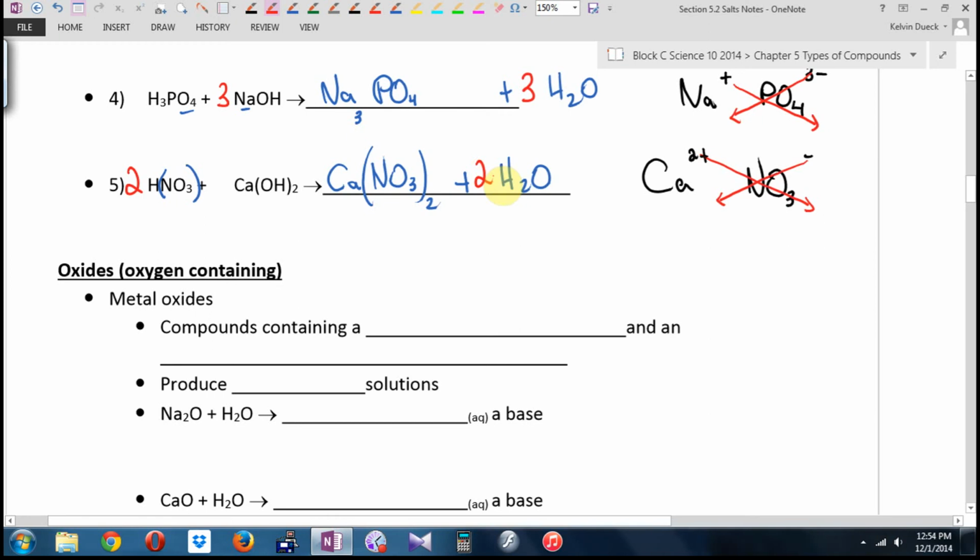Now, if we're lucky, the oxygens have taken care of themselves. Let's see. How many O's on the right? 2. How many O's on the left? 2. We're good. There are going to be some of these acid-base neutralization reactions on your test. And this is one step further because now I'm actually asking you to predict the product. But I'm telling you one of them is always going to be H2O, water.